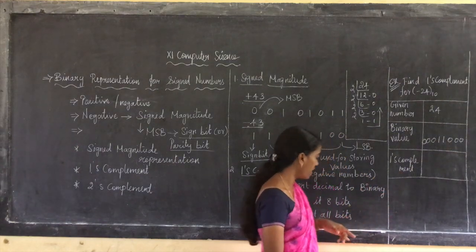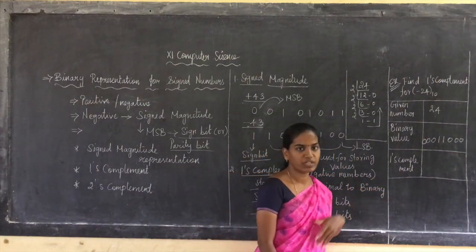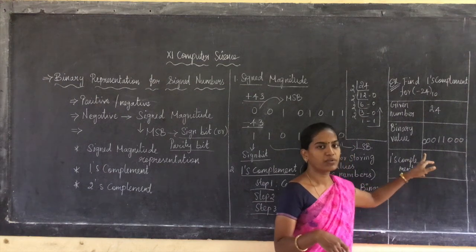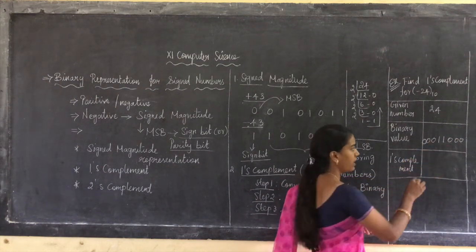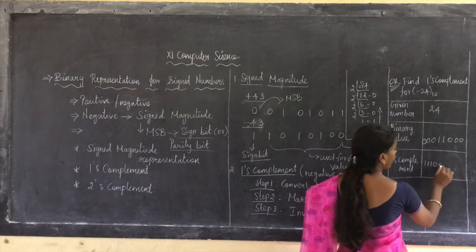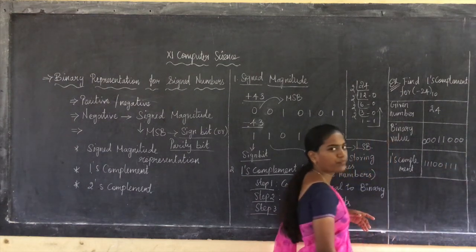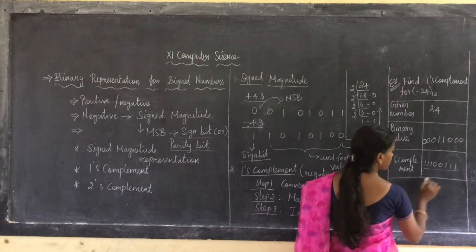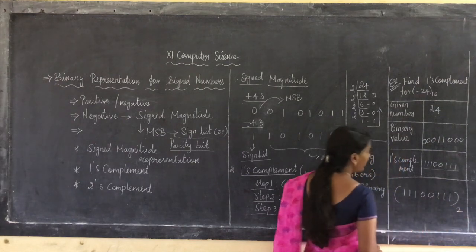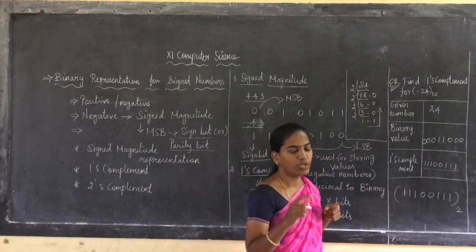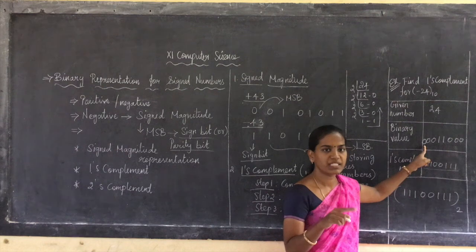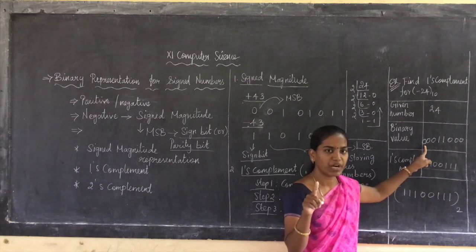Now, for the ones complement, invert all bits. Invert means you have to replace each bit with its opposite: 0 becomes 1, 1 becomes 0. So the three 0s become 1s, and the two 1s become 0s. So the ones complement value is 11100111. This is the binary value for minus 24. If we had plus 24, the binary value would begin with the plus sign bit 0, a positive number.